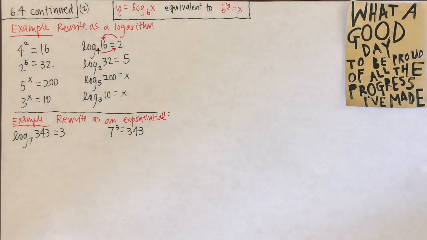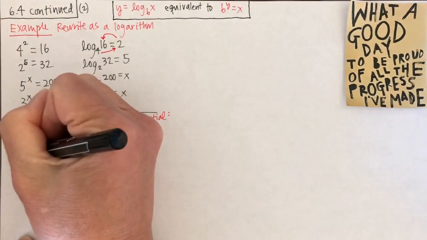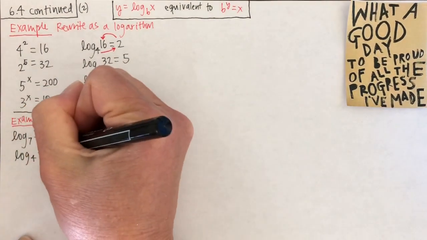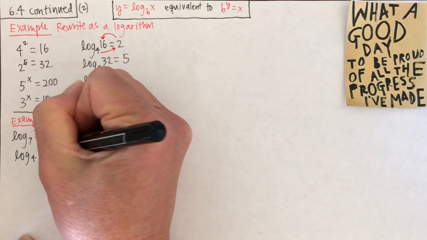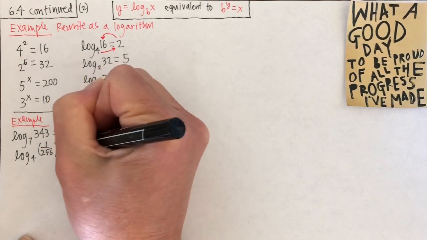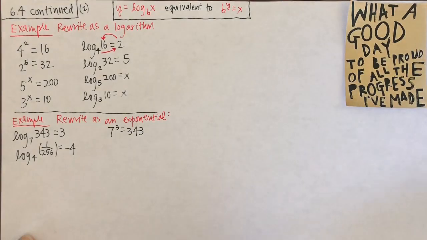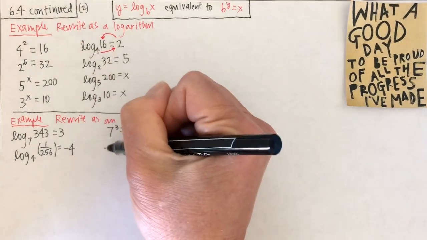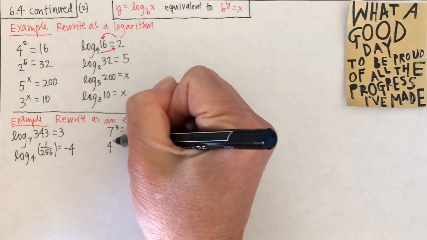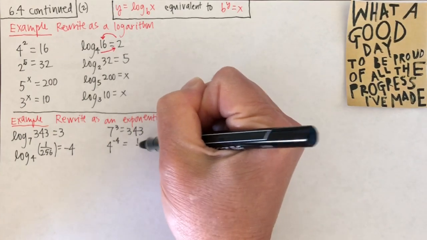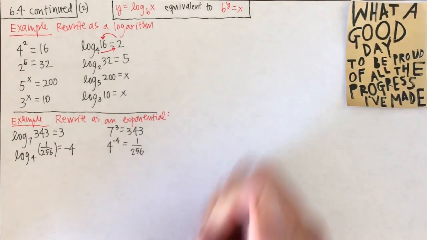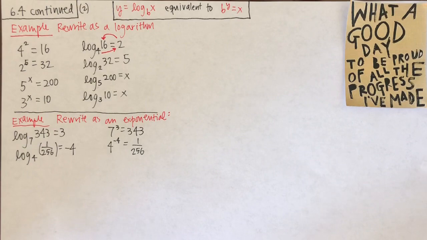And I've done what they asked me to. Same relationship, just written two different ways. Log to the base 4 of 1 over 256 equals negative 4. And rewritten as an exponential, this says 4 to the negative 4 equals 1 over 256. We're not solving any equations, we're just rewriting things.